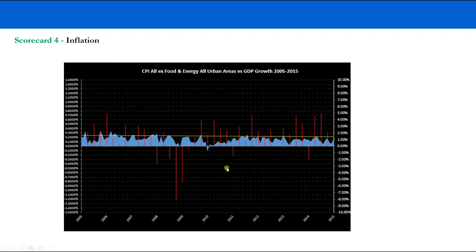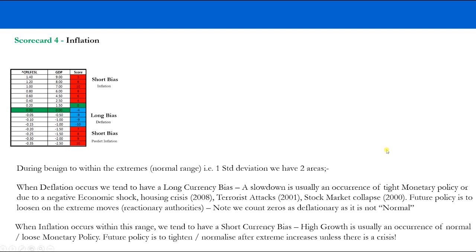Now, the only negative move we have here is at the beginning of 2010, and lo and behold, just months later, what did we have? Quantitative easing. We had a quantitative easing program. So you can see and understand now how just small movements in CPI ex food and energy that are negative have a huge impact on policy, or there could be a big connection between them. So let's move on to our scorecard and see how all of this works.